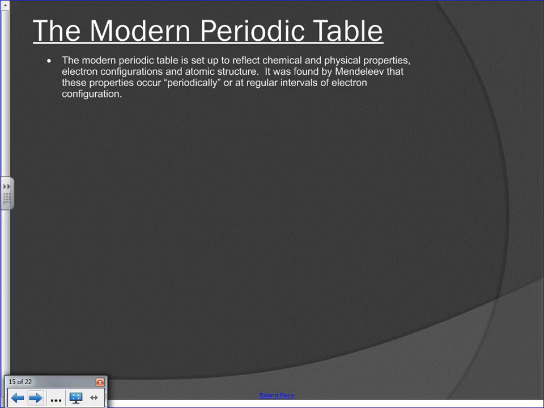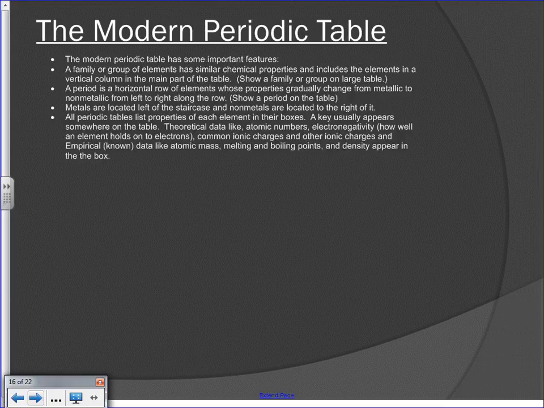All right, so the modern periodic table, like we said, is set up so that the things that occur periodically group together. Terms that you'll hear me use: a family or group of elements is a vertical column. A period is a horizontal row of elements, because we see a change over the row. We see it going from very reactive to non-reactive. So there's a cycling of characteristics along that row.